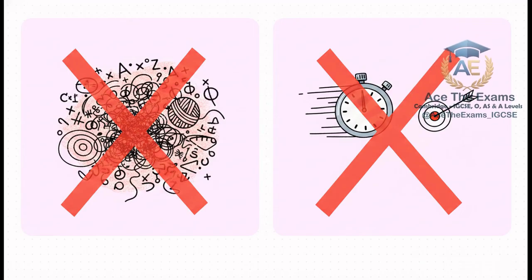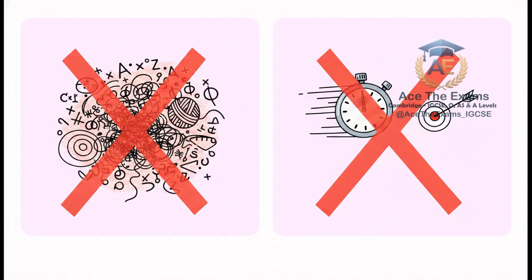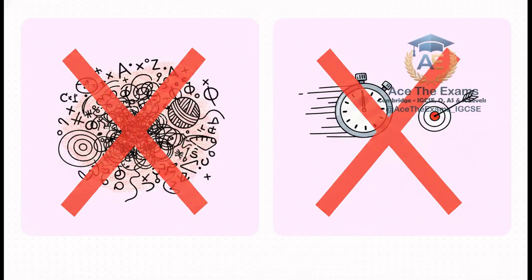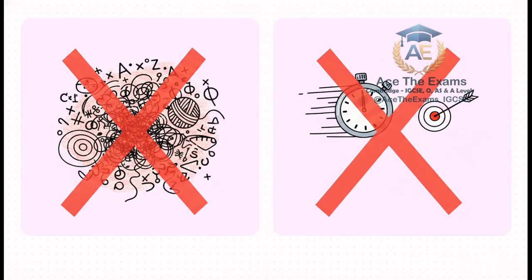Then, on the right, we have Sam. Sam's problem is entirely different. Sam rushes the problem, jotting down a quick answer based on a gut feeling, and completely missing the actual command word requirements like show that or hence. The examiner doesn't want chaos, and they don't want a rushed guess. The examiner wants a structured, logical, legal brief.